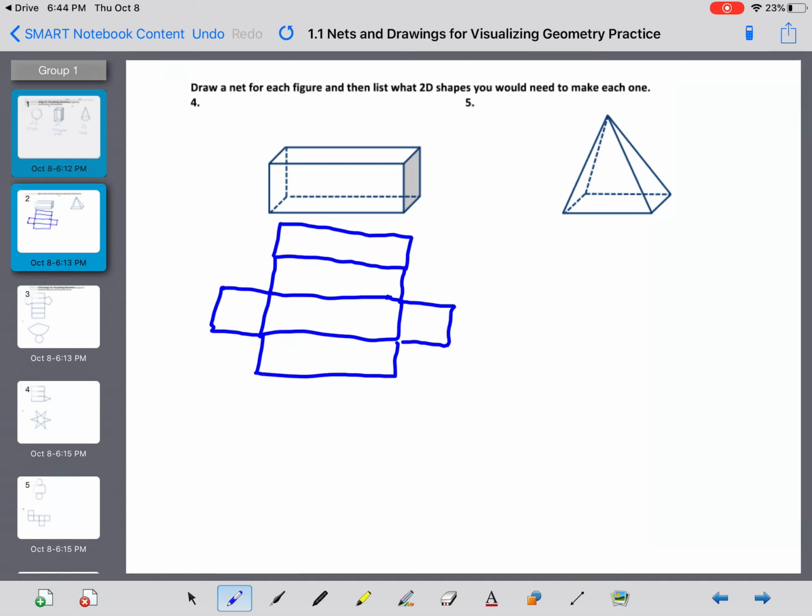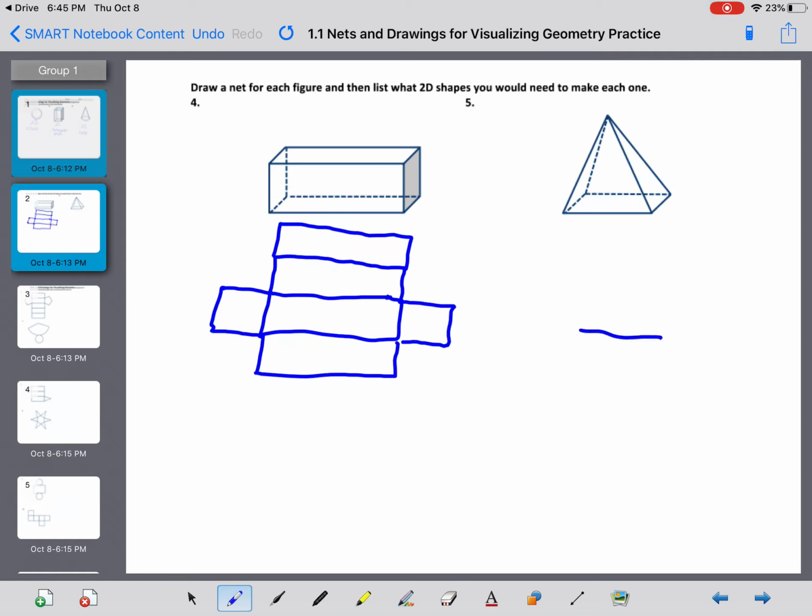We're going to do the same thing for this pyramid on the right-hand side. Now, if you take a look at the pyramid, you have 1 triangle, 2 triangles, 3 triangles, and 4 triangles. So 4 total triangles, and the base of this pyramid is a rectangle.